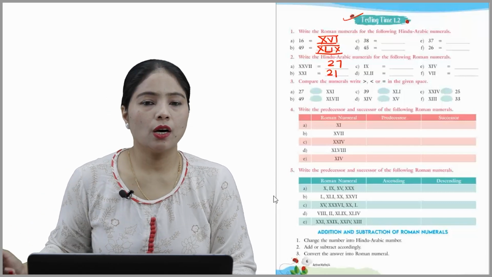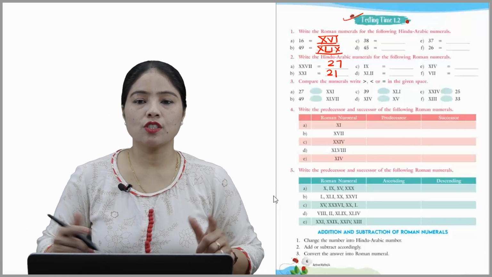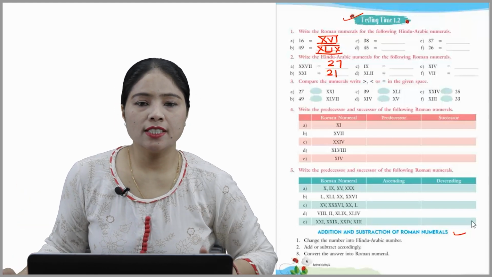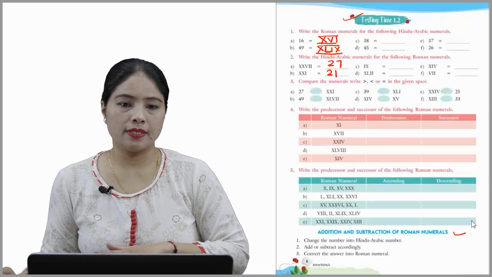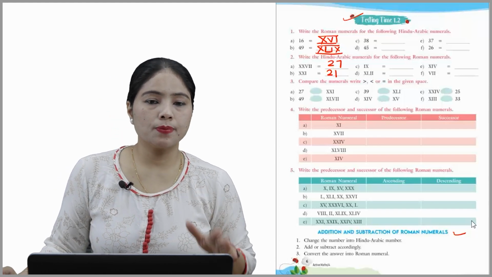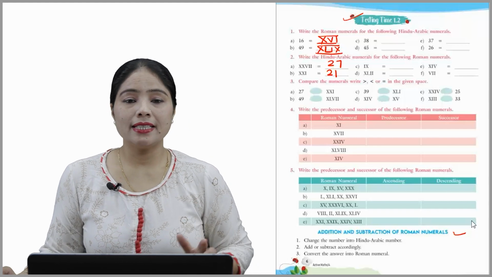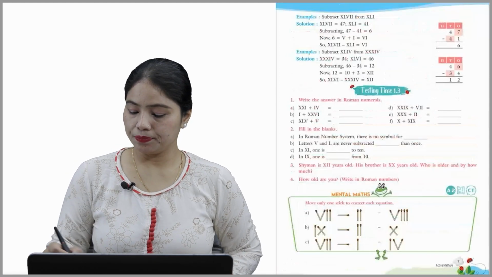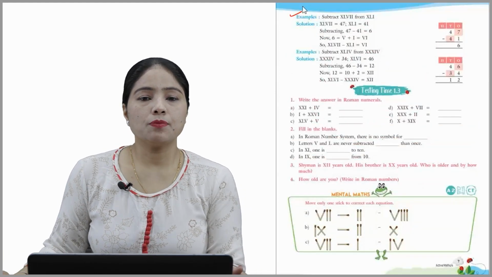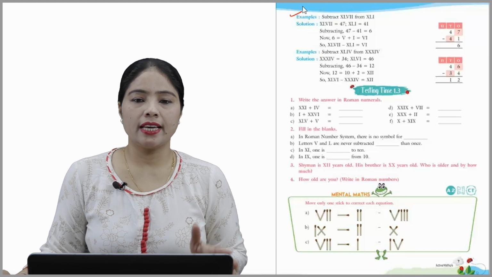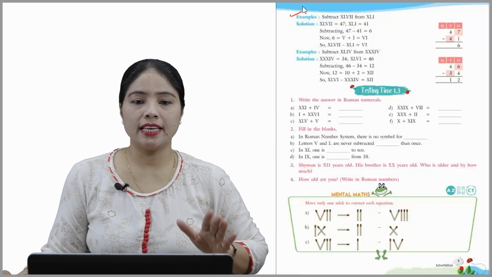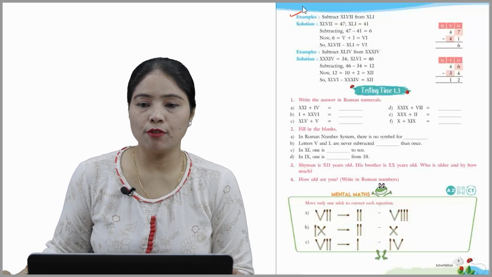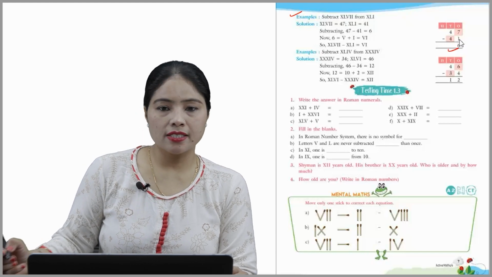Okay. So now next, additions and subtractions of Roman numerals. So let's start with that one. 1. Change the numbers into Hindu Arabic numbers. Second, add or subtract accordingly. Now third is convert the answers into Roman numerals beta. So now next, examples. Subtract XLI from XLVII. That means ये हमारा कितना बना? 47. 47 में हमें माइनस करना पड़ेगा 41. So clearly we just get 6 over here.